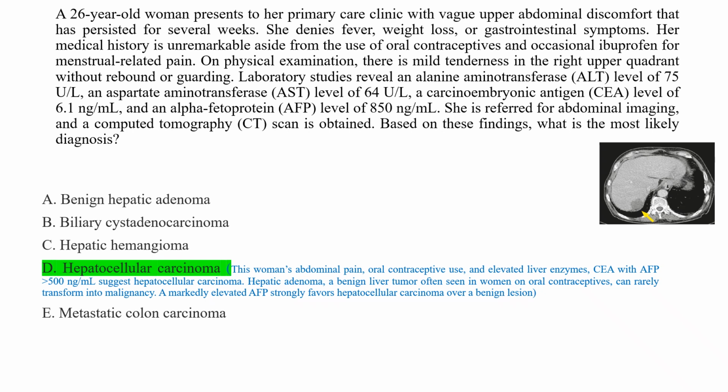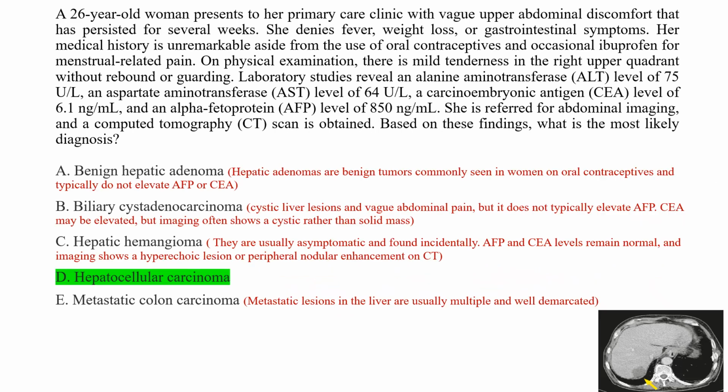And this patient, given the history that she was on oral contraceptives, most likely had a hepatic adenoma which has undergone malignant transformation. Although malignant transformation is rare, hepatic adenomas can undergo malignant transformation to hepatocellular carcinoma, and alpha fetoprotein values above 500 nanograms per milliliter are strongly associated with hepatocellular carcinoma.